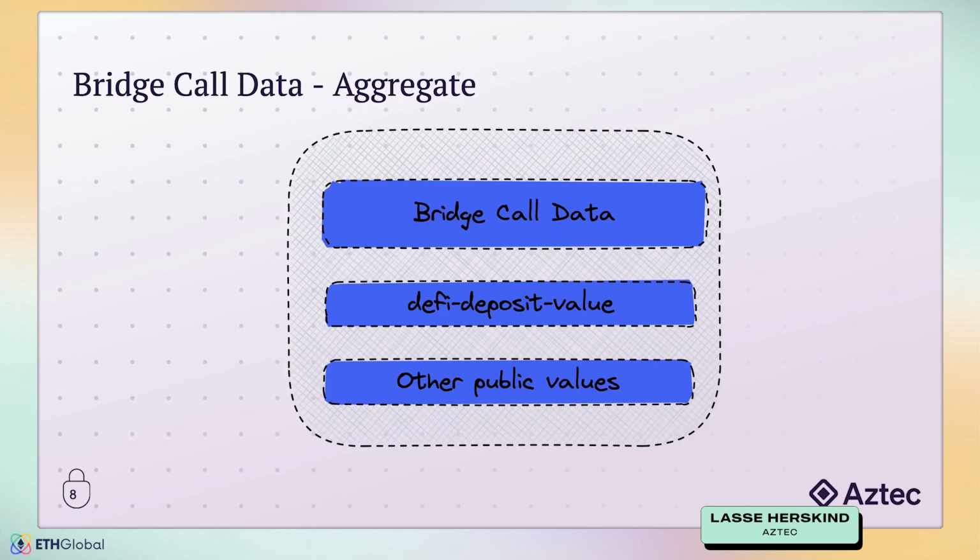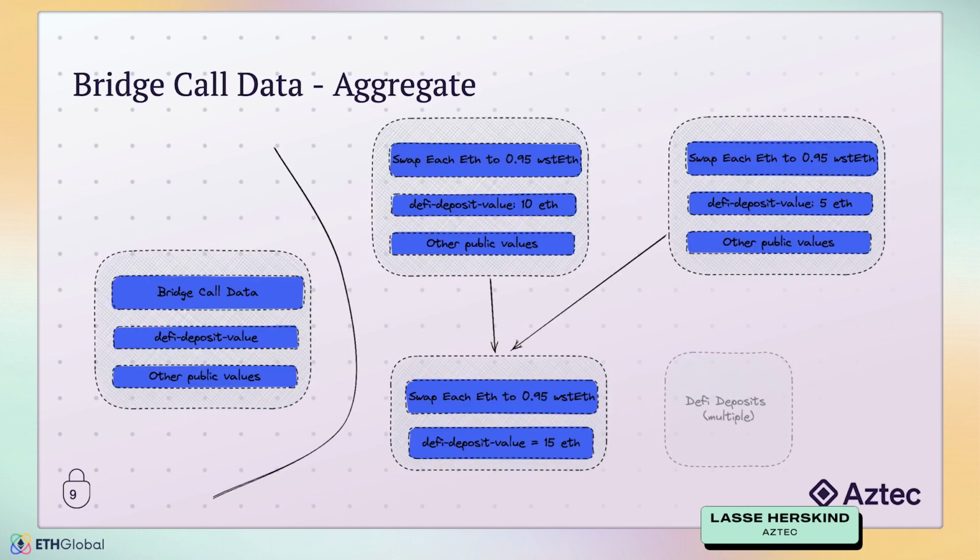The reasoning behind the DeFi deposit value and the bridge call data being public is that L1 needs to know what it has to do and how much funds to send. A nice thing with this is that when we are doing this publicly, we can save a lot of gas because we can aggregate bridge call data that are the same. So if you have two users that both want to swap ETH at the same price, they can have different values, but you can aggregate them up into one DeFi transaction instead that swaps 15 ETH. And then you have these DeFi deposits on the side, but from the L1 point of view, you will just see one user, here being the rollup, performing this action on the bridge.